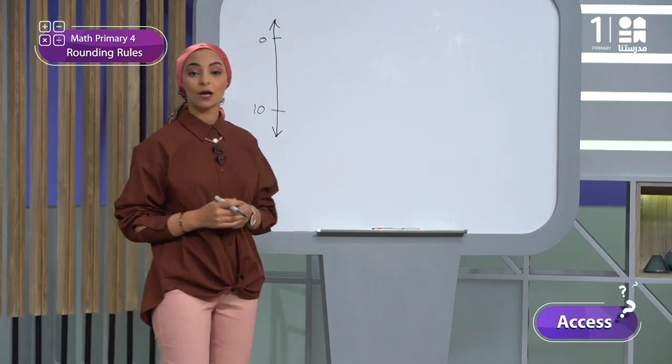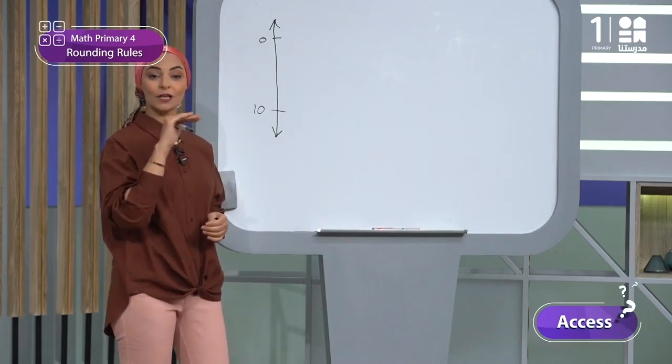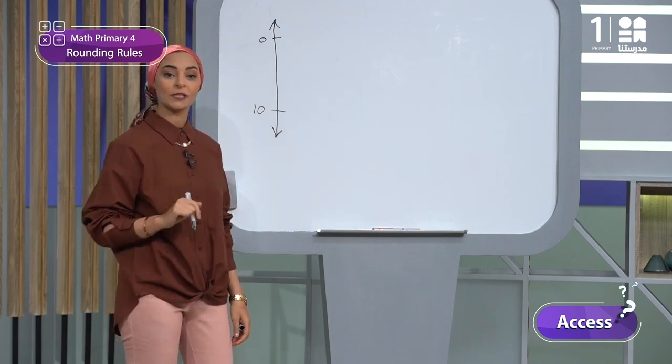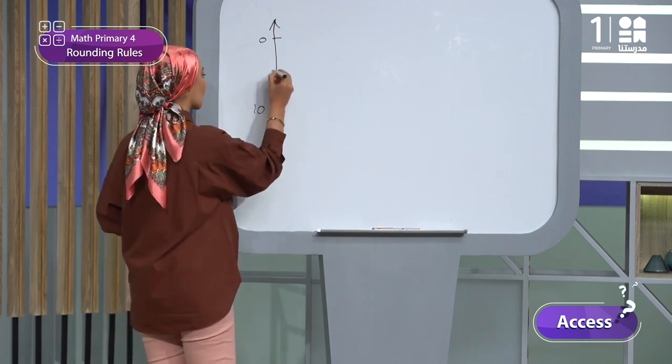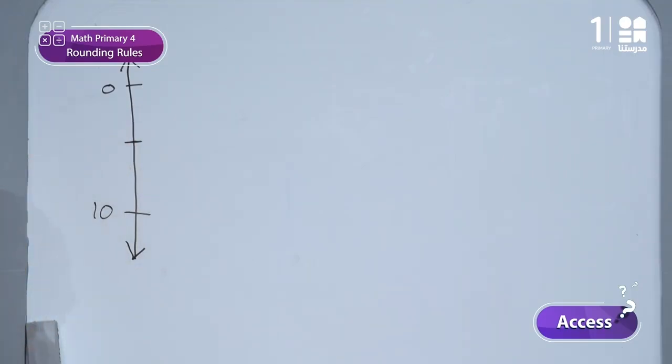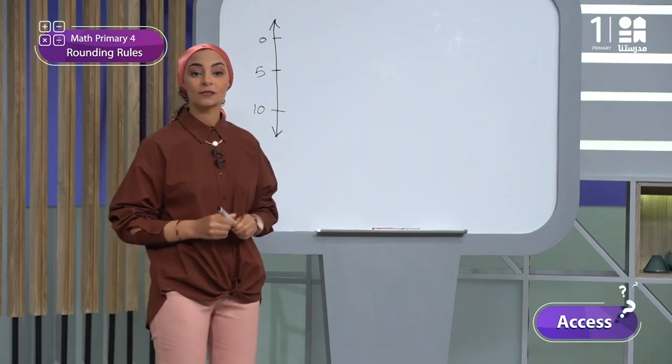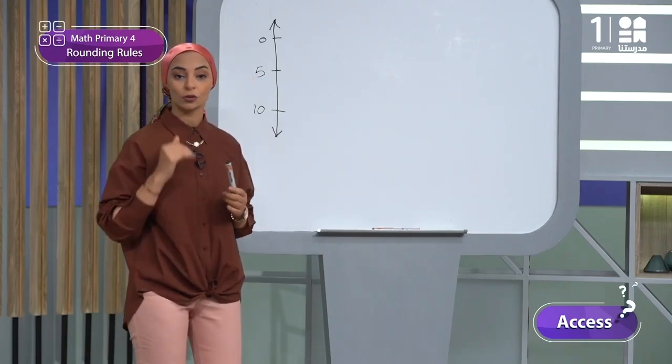Now, what do you think the number at the midpoint is? Who can tell me? Yes, the midpoint means in the middle. It will be what between 0 and 10? Yes, I will write 5. Okay, and you will know why now. Because this is halfway from 0 to 10.